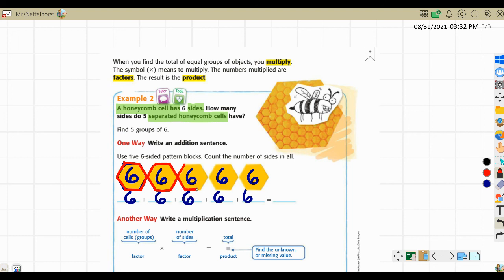13, 14, 15, 16, 17, 18, 19, 20, 21, 22, 23, 24, 25, 26, 27, 28, 29, 30. So there are 30 sides on those 5 cells. So 6 plus 6 plus 6 plus 6 plus 6 equals 30.